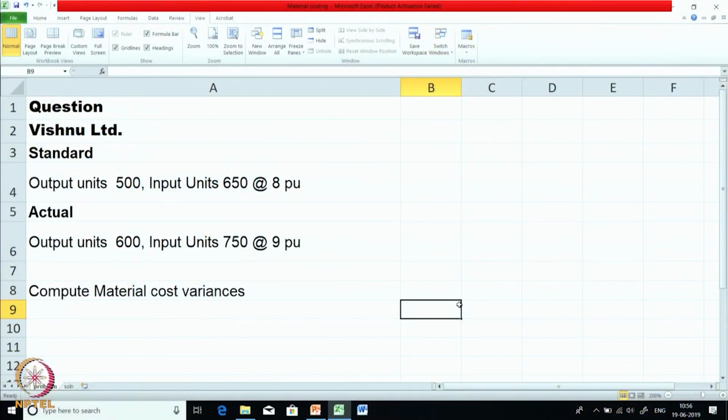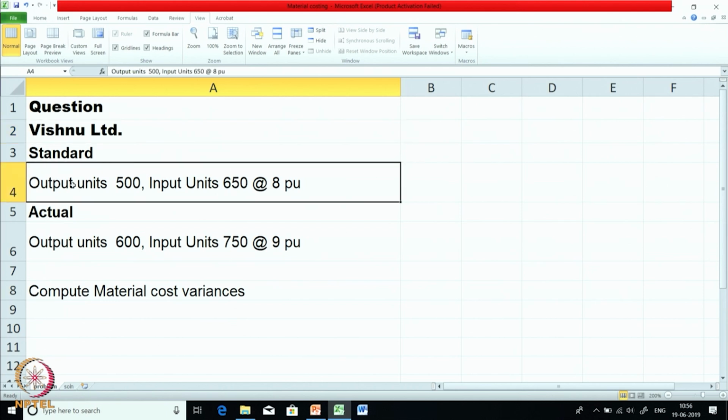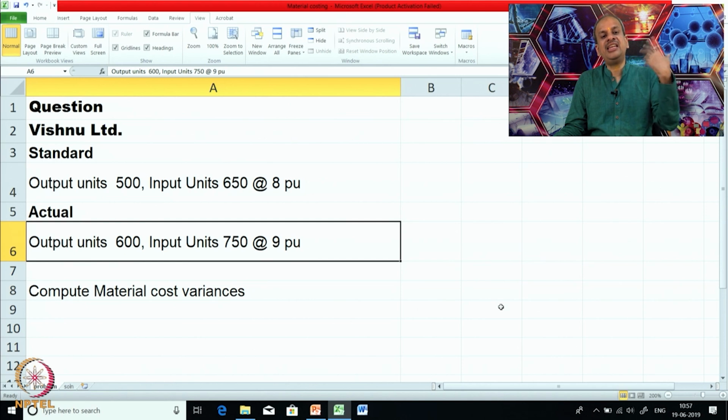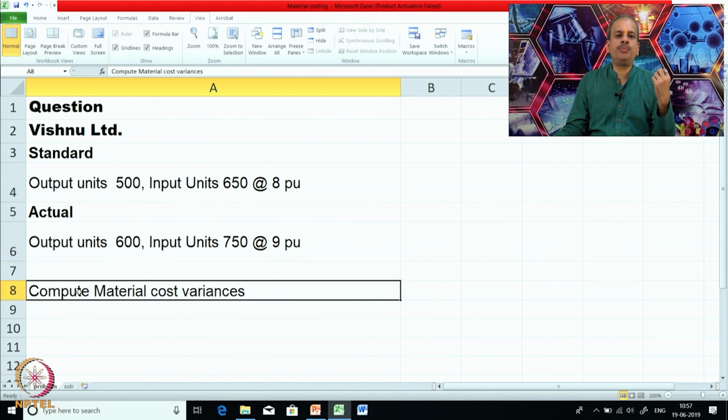Please take up the case of Vishnu Limited. I hope you have got the printout. If not, take the printout first and try to solve it along with me. This is a very simple case, very small case. The standard as per the company's record is output units are 500 and input units are 650 at the rate of 8 per unit. In reality, for the same period, the actual output units are 600 and the input units are 750 at 9 per unit. And we have to compute material cost variances.